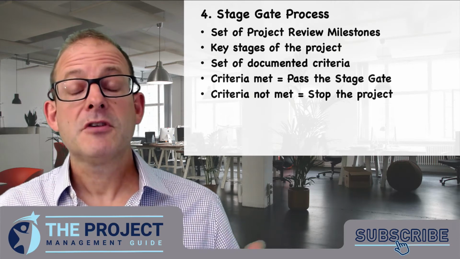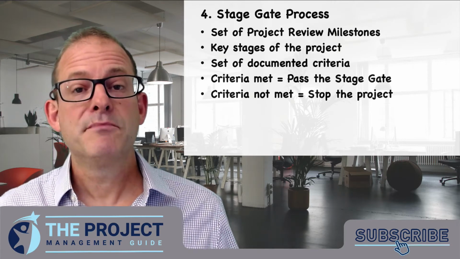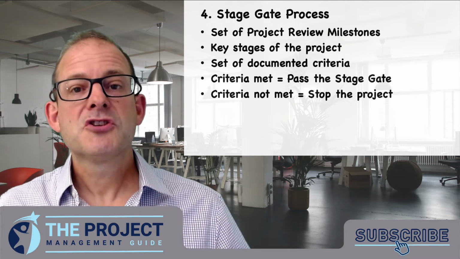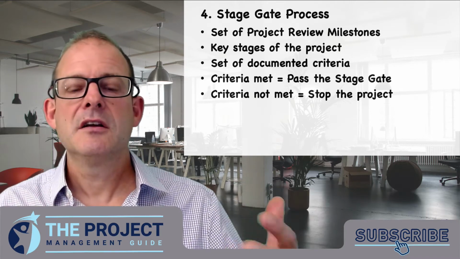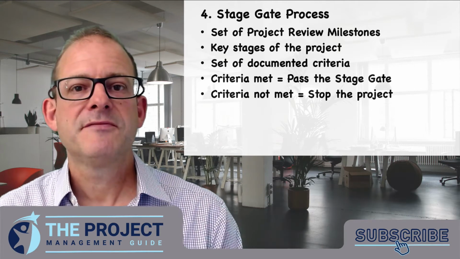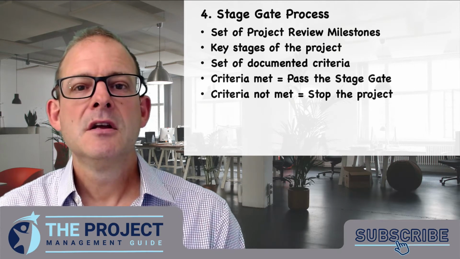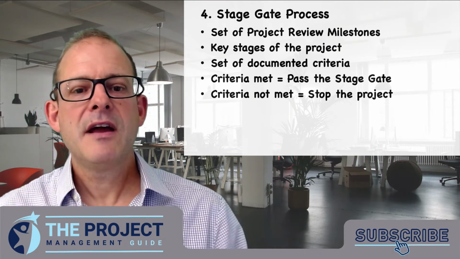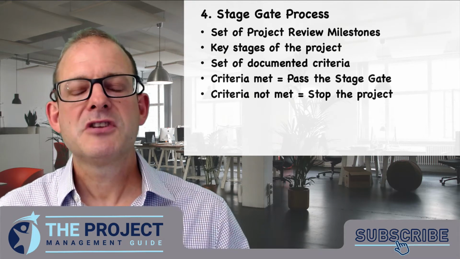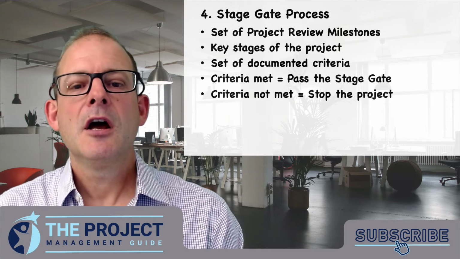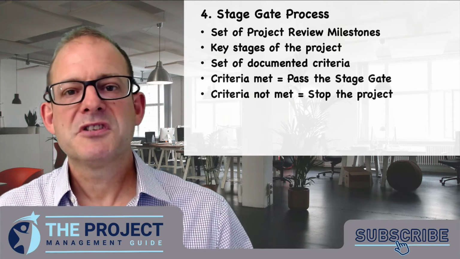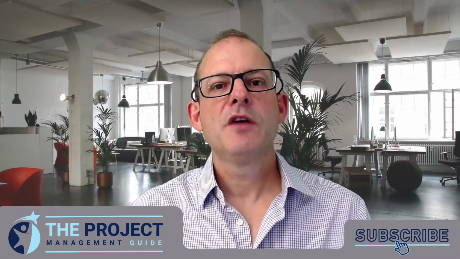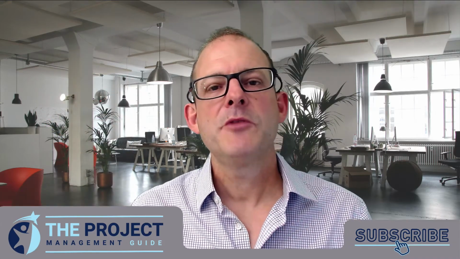So if the criteria aren't met, then the project board and the sponsor have the power to stop the project there and then, or certainly stop it, reassess it, and work out what is the best way forward with the project. And we can see these as quality gates that are put in at various stages throughout the project. And obviously it's really important that we document these criteria in the project plan document, or whatever that document's called in your organisation.